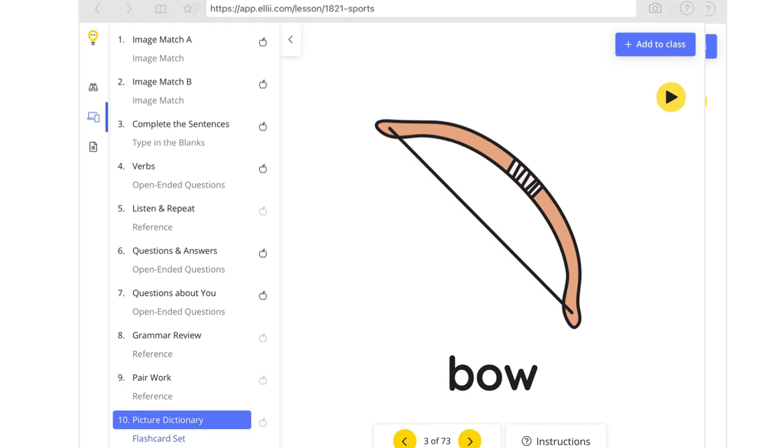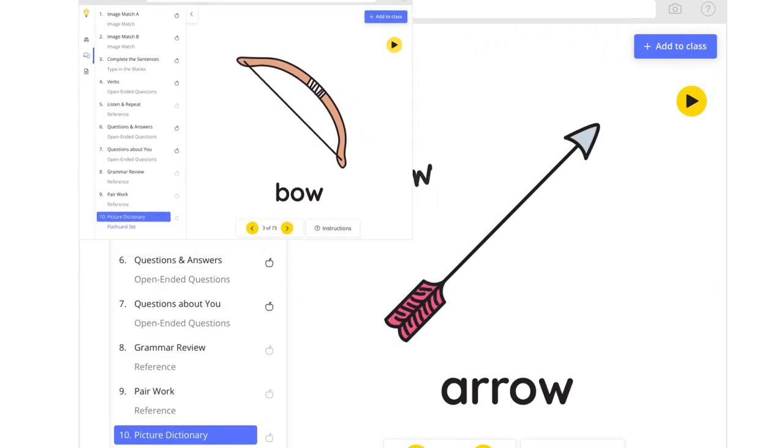Once I finish listening to the word, I can practice saying the word. Bow. Bow. Bow. And then I'm going to write this word on my paper.